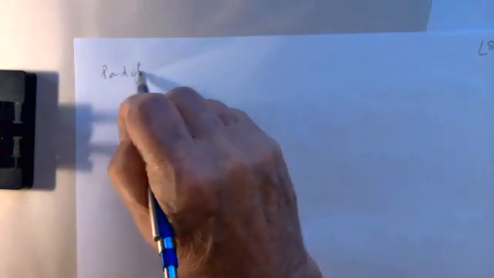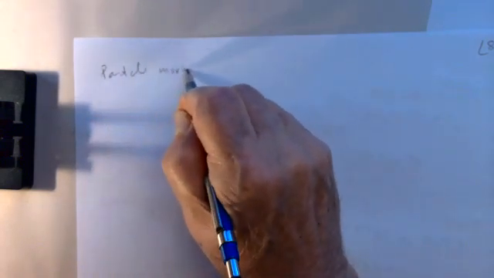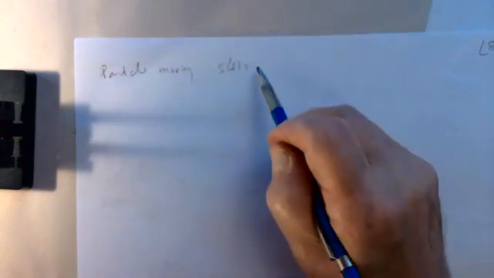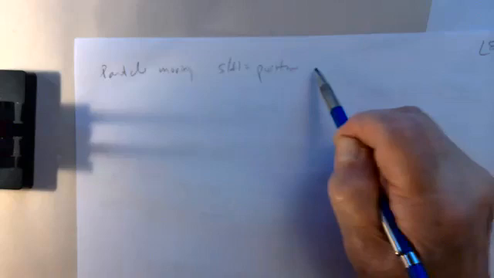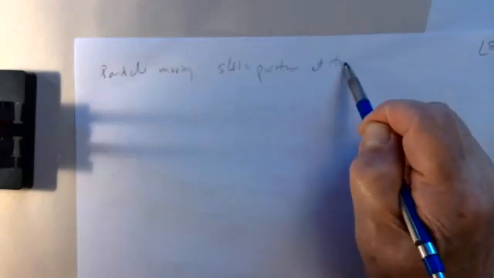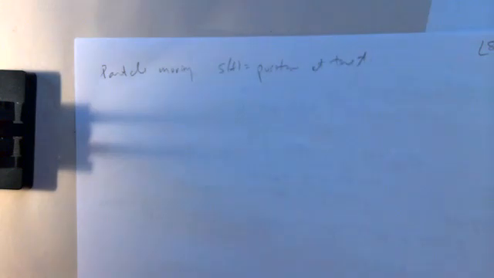Let's look at another problem or two. So imagine we have the situation of a particle moving along a line. So we have a particle moving, and S of t is the position of the particle at time t.